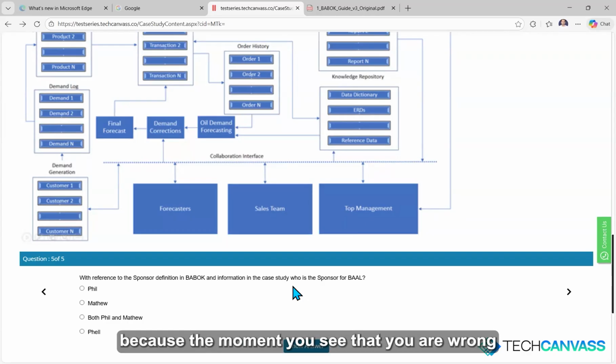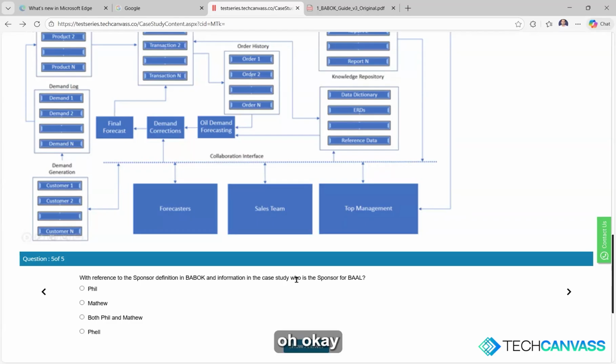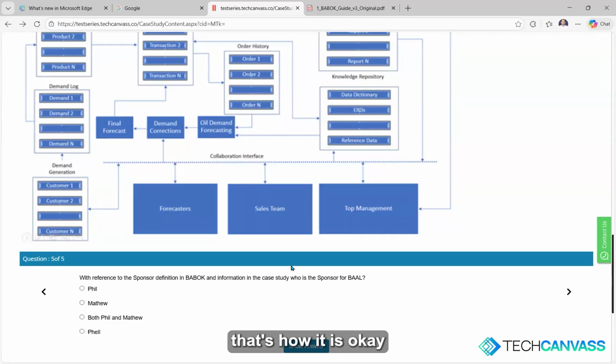It's good to be wrong because the moment you see that you are wrong, when you look at the explanation and go through that, you tend to memorize it for a long period of time. Certain concept that you missed. And now you see the explanation. Oh, okay, I was wrong here. Now I'll remember this. That's how it is. So it's always good to be wrong.